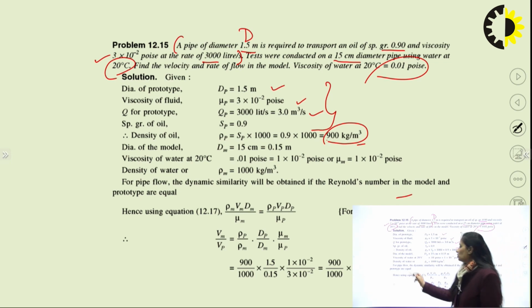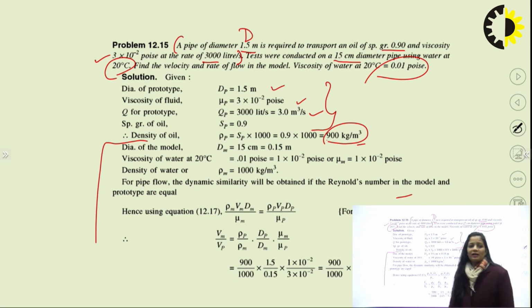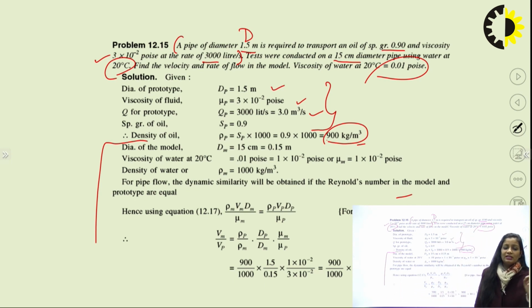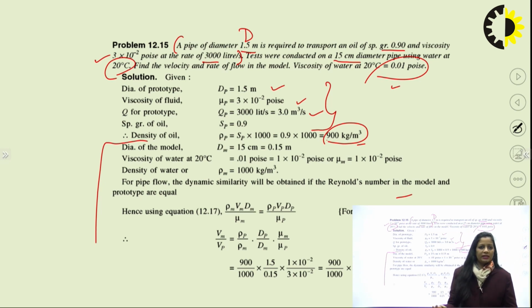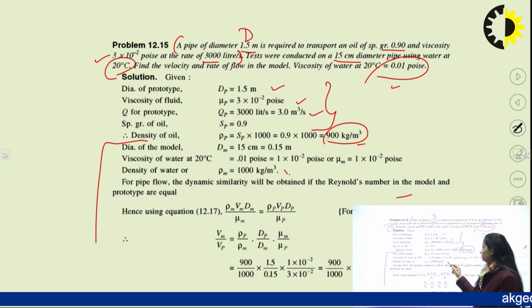Now let's talk about the model dimensions. The diameter of the model is given as 15 centimeter, or 0.15 meter. The viscosity of water is given as 0.01 poise, or 10 to the power minus 2 poise. The density of water is 1000 kg per meter cube, as we know very well.